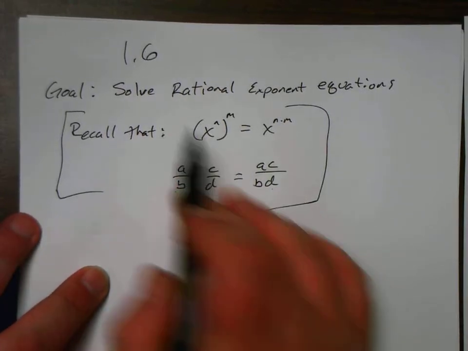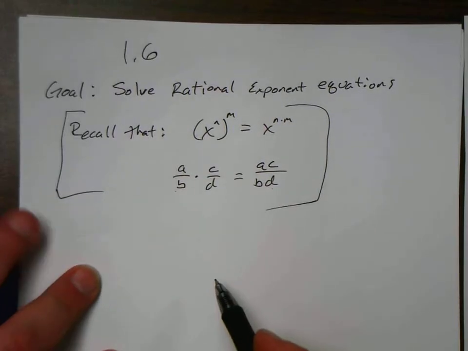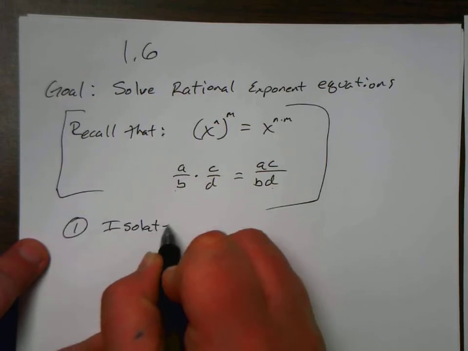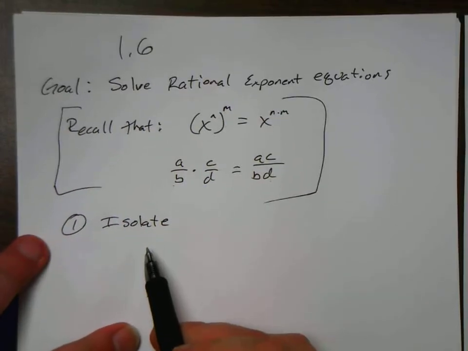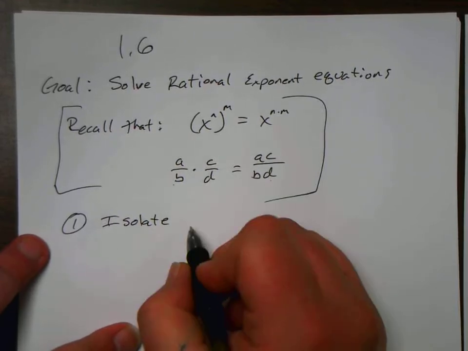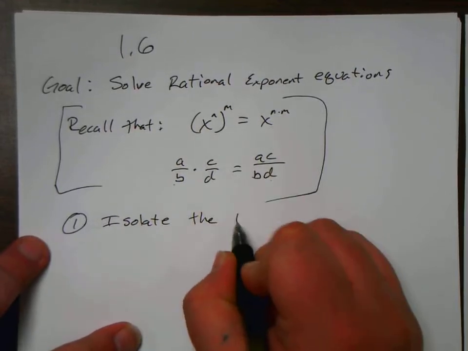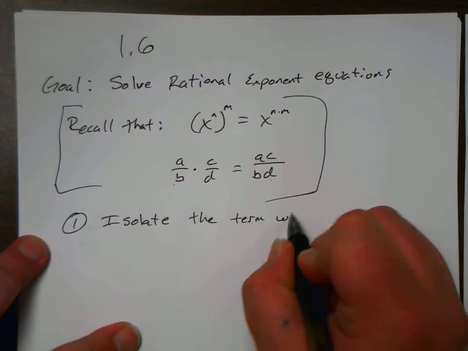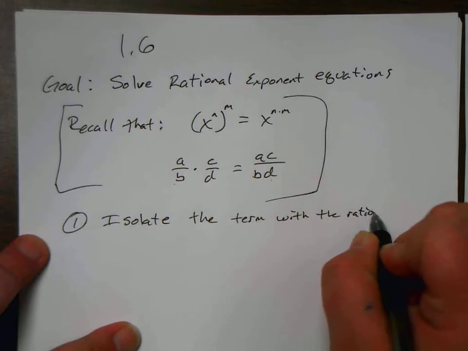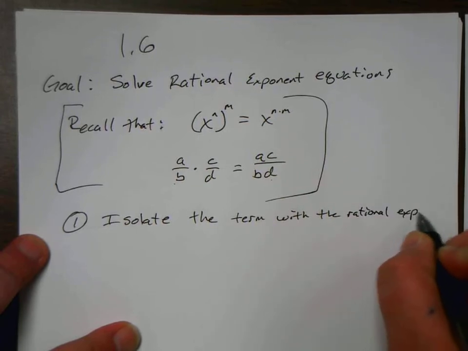When it comes to solving rational exponential equations, our first step is going to be to isolate, put on an island by itself, right? So I want to get this on one side by itself, so we're going to isolate the term with the rational exponent.